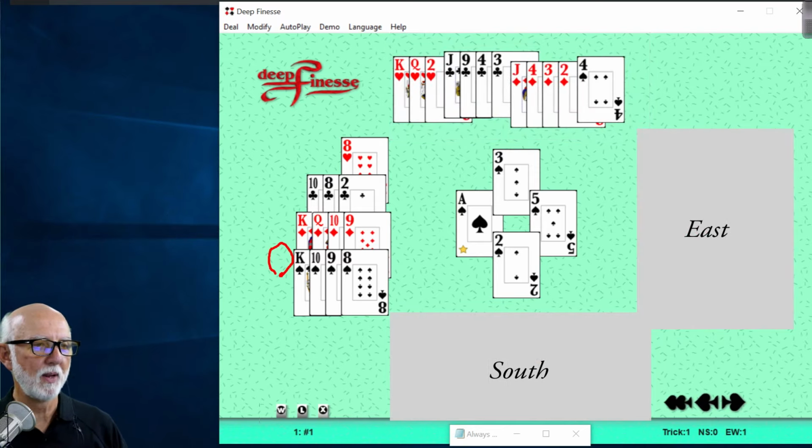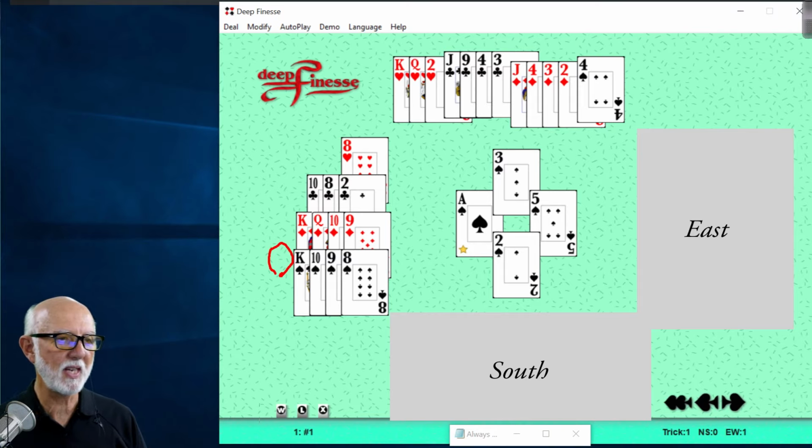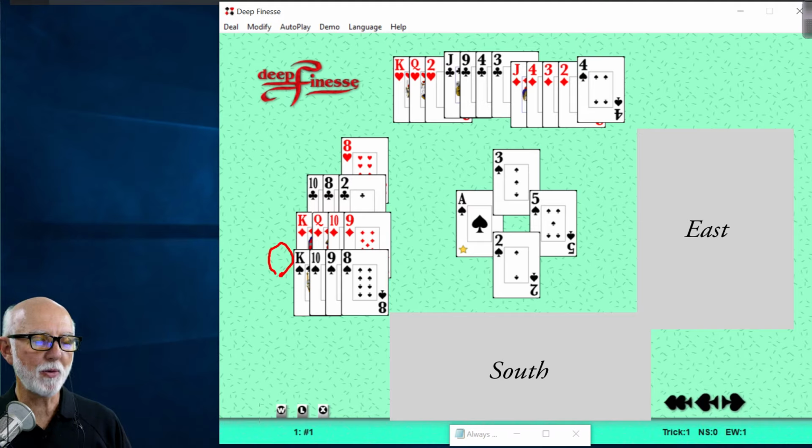Northwest. There we have it. Okay, and dummy had a doubleton. What's the shape? 4-4-3-2, 4-4 in the minors. And everybody can see that king, queen, third of hearts. The south suit. Okay, and what are your plans going to be here?